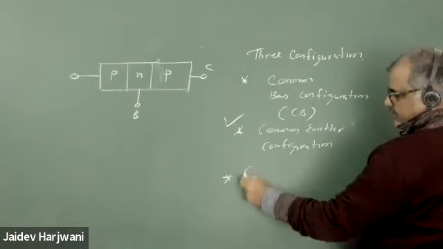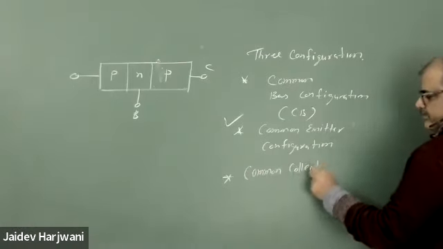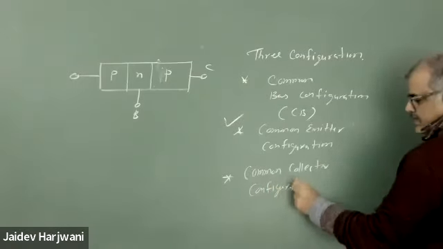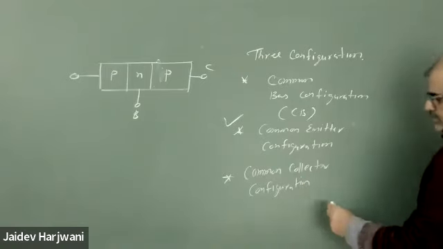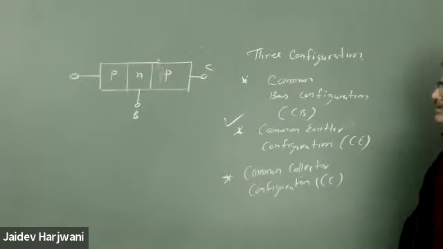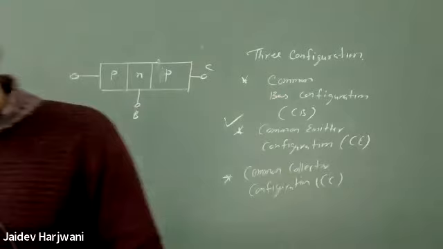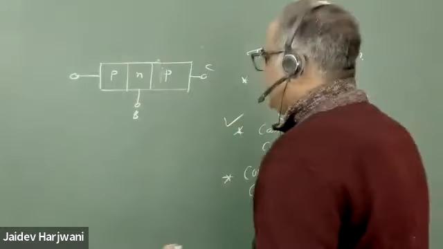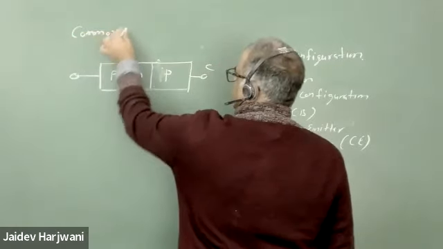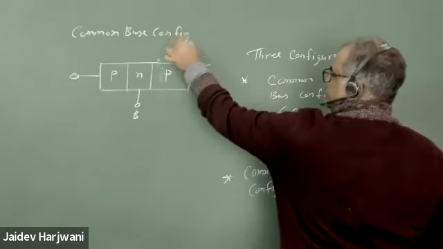And the last is your common collector configuration, called the CC configuration. So there are three configurations where we can use the transistor. First we'll take your common base configuration.